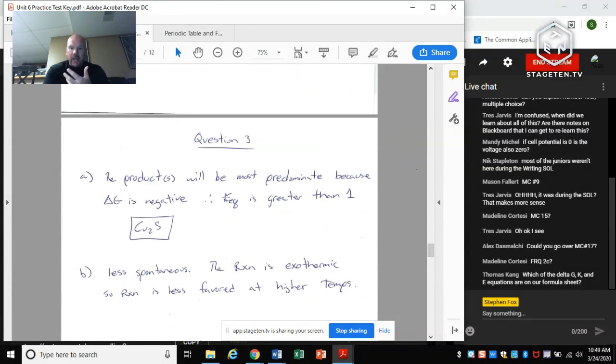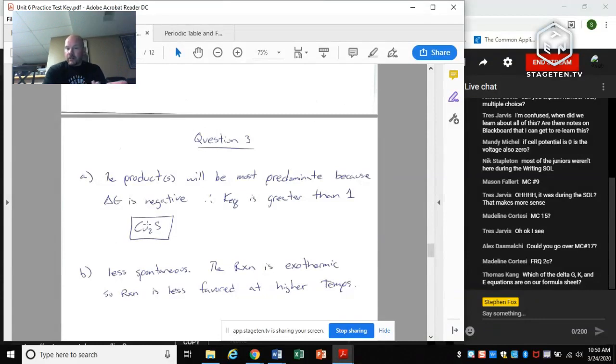So for number 3A, it's just the products. Whatever the products are going to be the most predominant thing. If you had two different products and one had a coefficient of 1, but the other had a coefficient of 3, you would have the product that has the higher coefficient, because you get 3 of those for every one of the other product. But in this case, you only have one product. So it's just the product. This is what you're going to have more of.